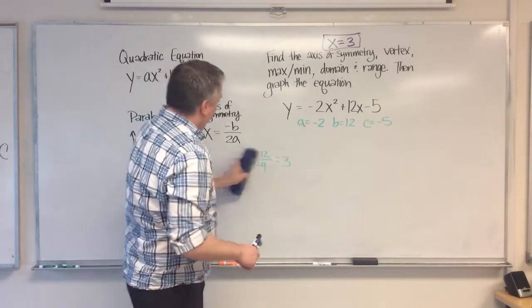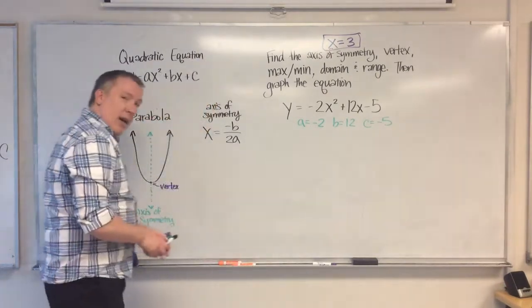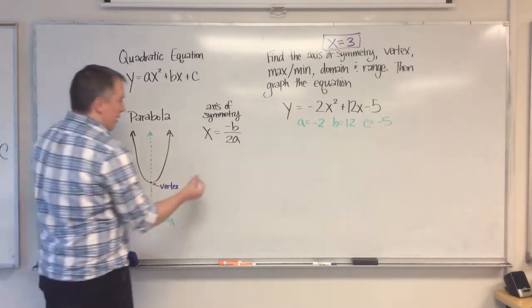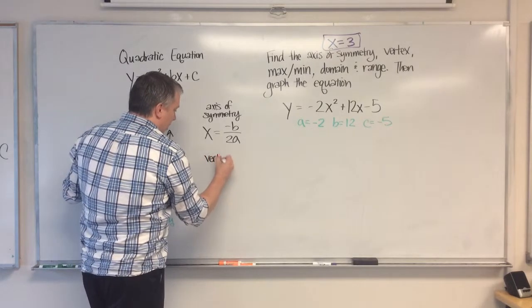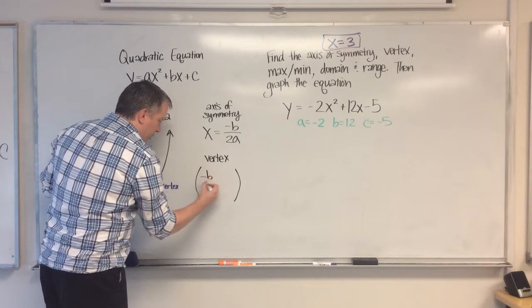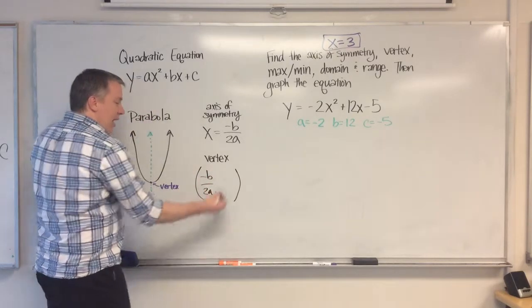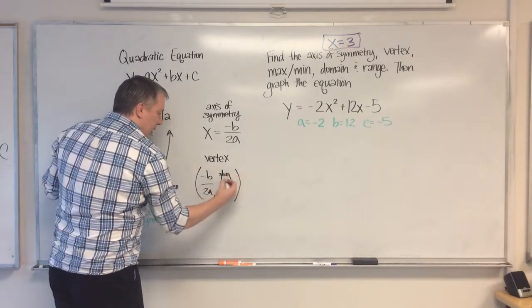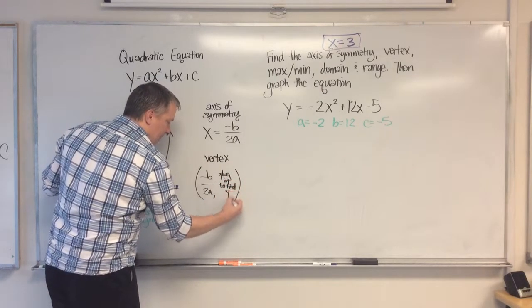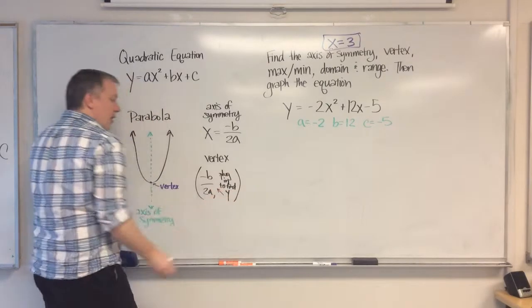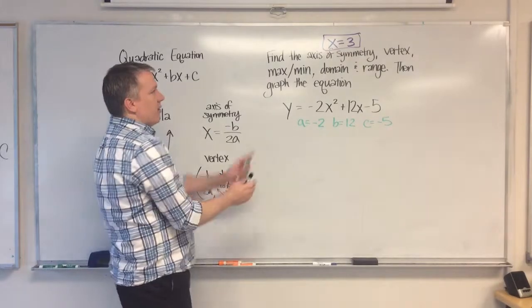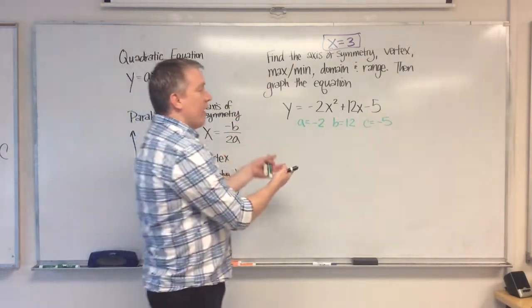Now, to find the vertex, we've already gotten halfway there, because the axis of symmetry goes through the vertex. The vertex is calculated where the x-coordinate is what we just found, negative b over 2a. Once we have that, we plug it in to find y. So I plug this in over here to find y. I already know that this is 3. We already figured it out, and we're going to plug that in to find y.